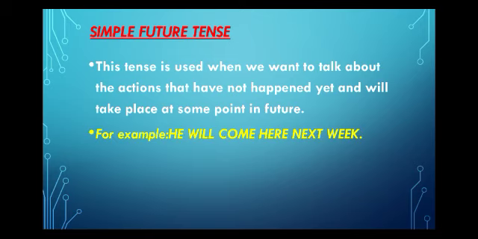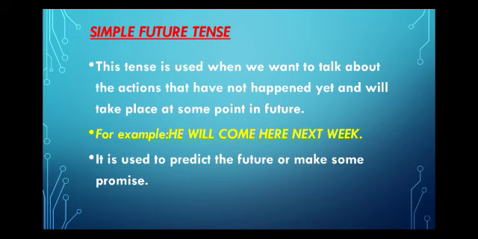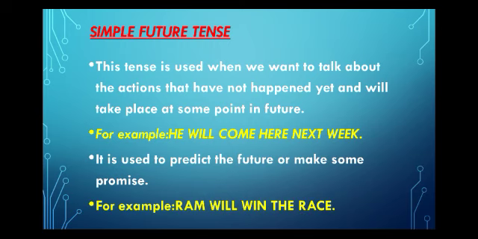For example, he will come here next week. In this sentence, the action of coming has not yet taken place. It will take place in future, that is next week. Children, we use this tense to predict the future, to tell about the future in advance. Okay? And if you want to make any promise, then also this tense is used. For example, Ram will win the race. Okay, this is the prediction that we are making about Ram's future.